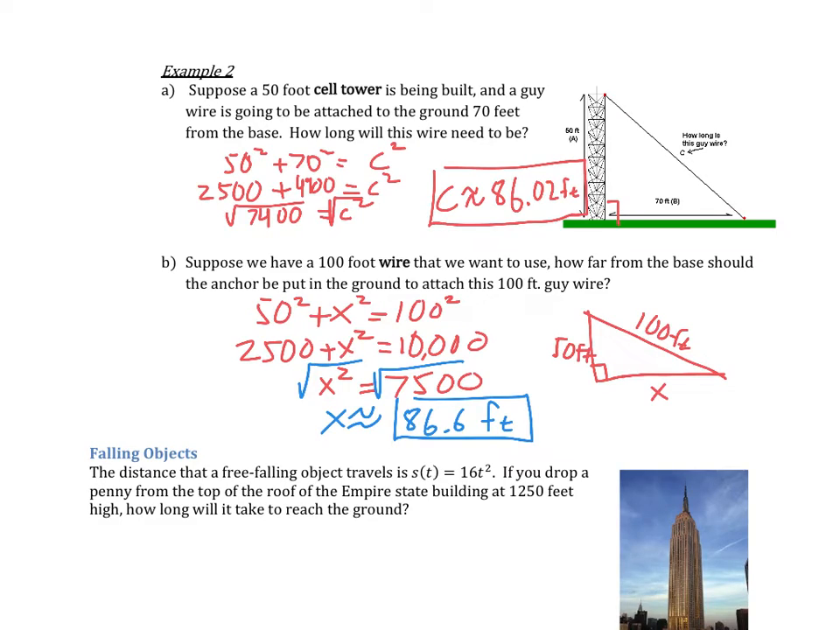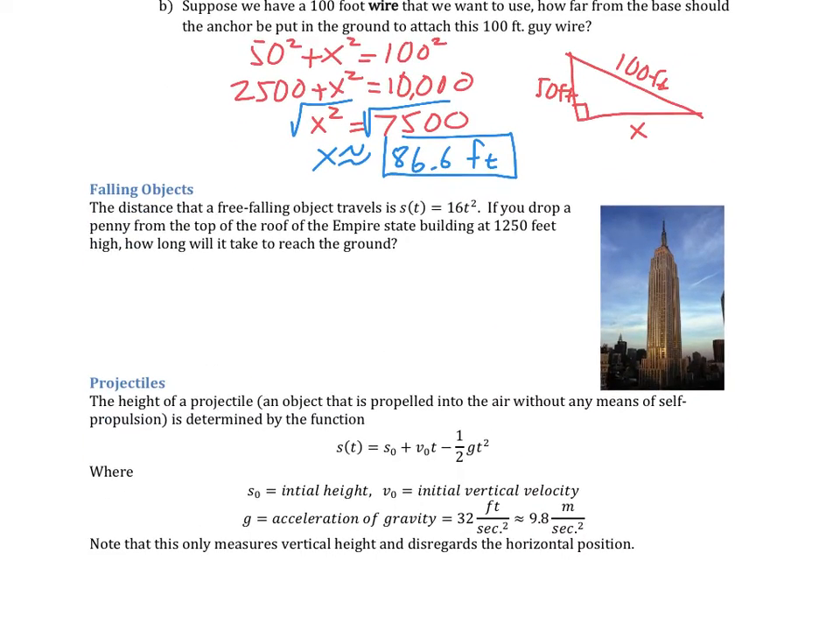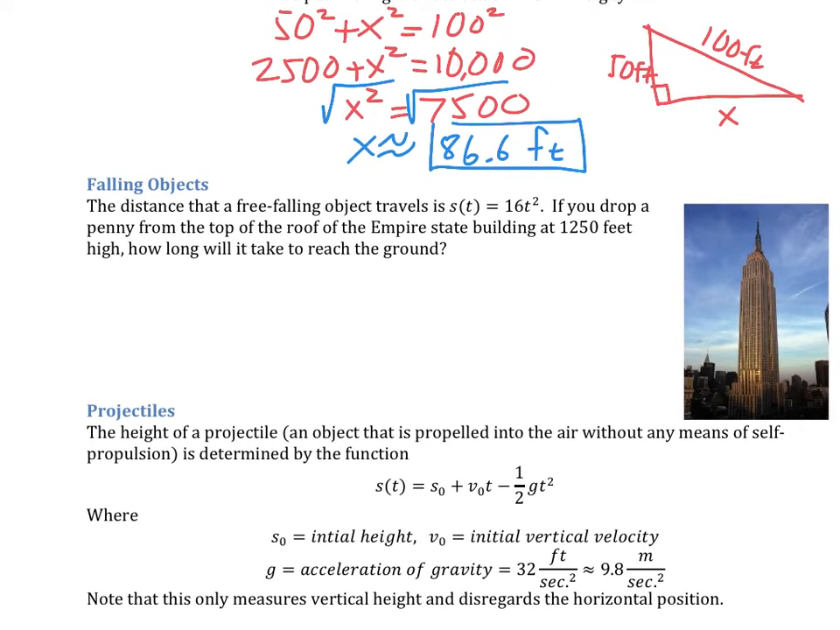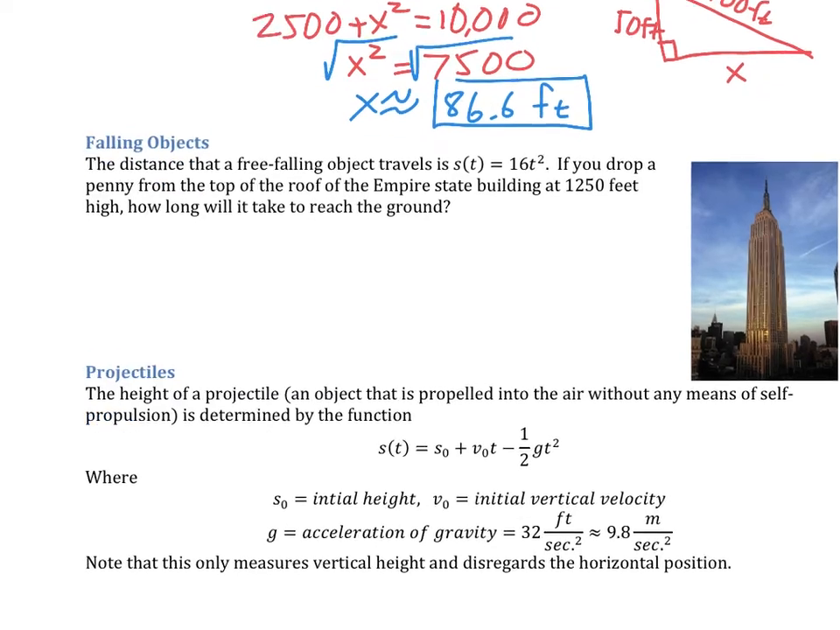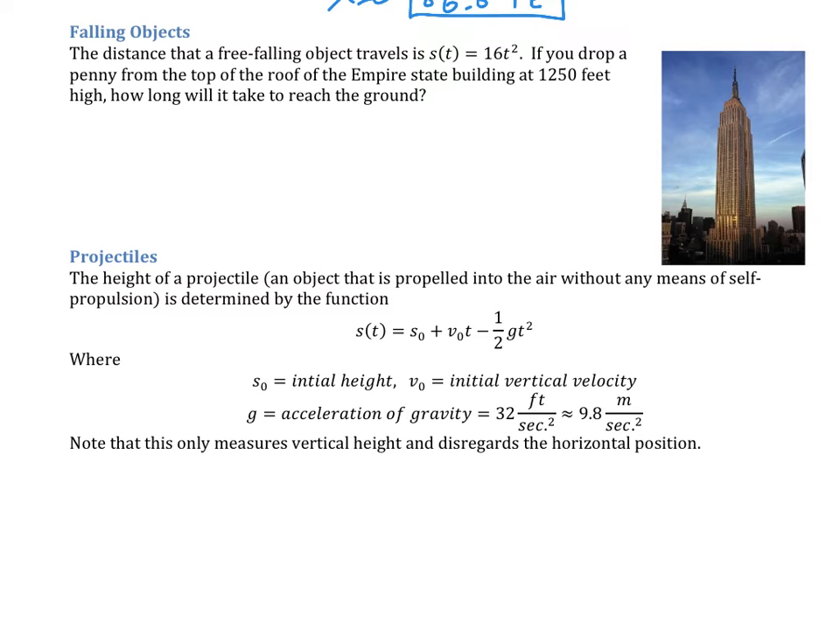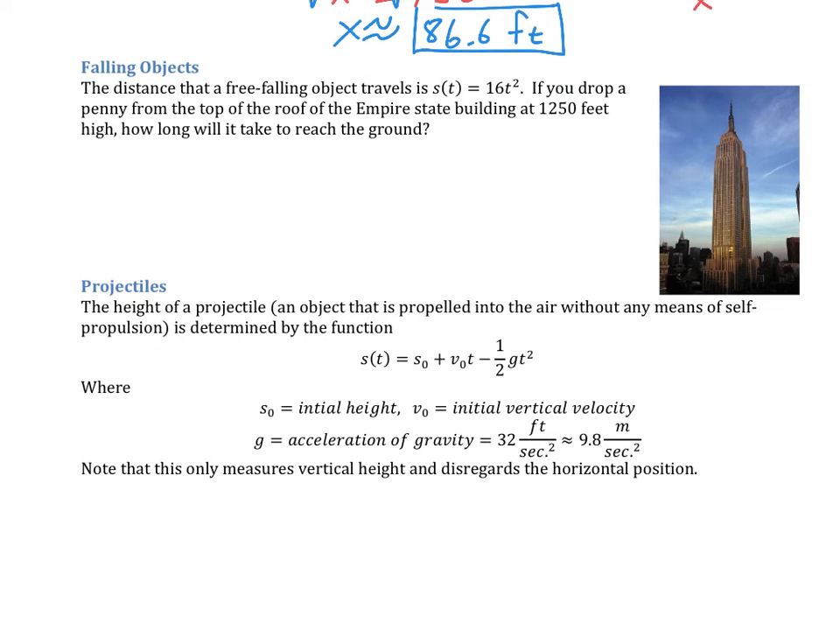So let's look at some other situations here that involve quadratic equations. A lot of physics situations, especially things that deal with falling objects or objects flying through the air, a lot of them involve some quadratic equations. So here's a formula for a free-falling object. S of t equals 16t squared. So S is the distance that it's fallen.